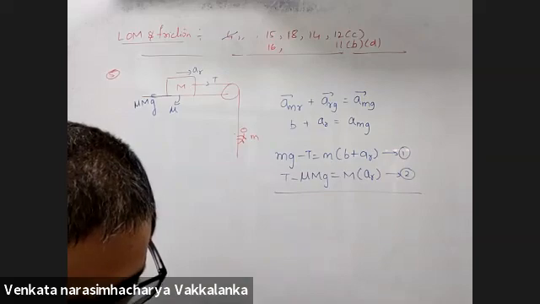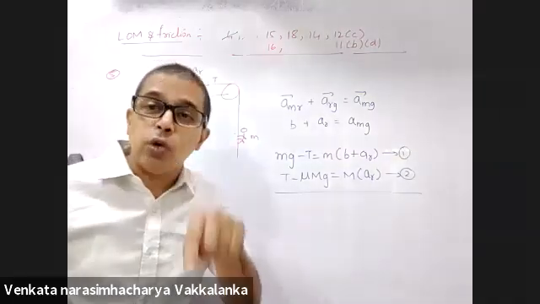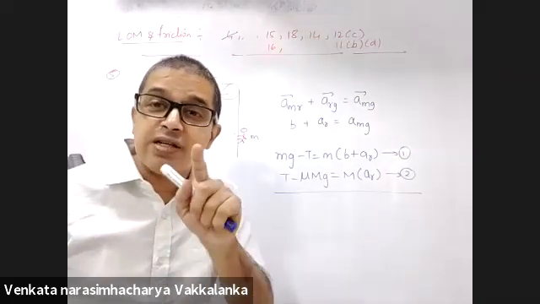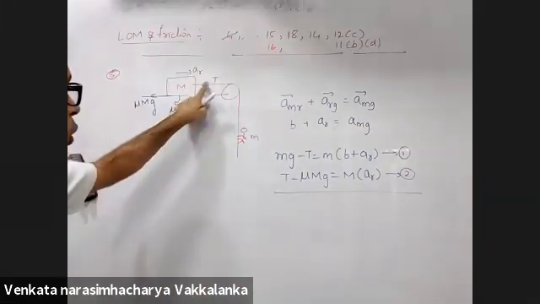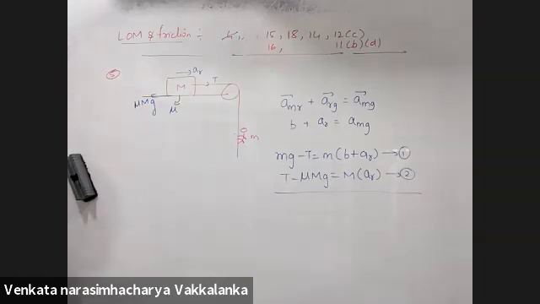Sir, I didn't understand why you took a r as the acceleration of the mass. a r is the acceleration of the rope, not relative acceleration. The rope is connected to the mass. Don't you think both will have the same acceleration? Oh, yes, sir.